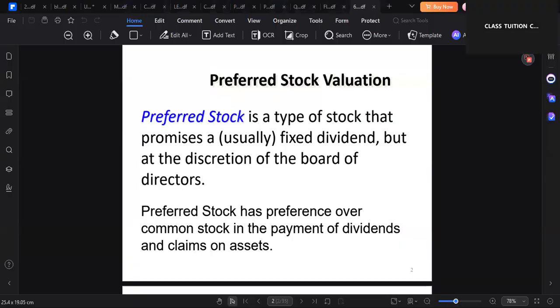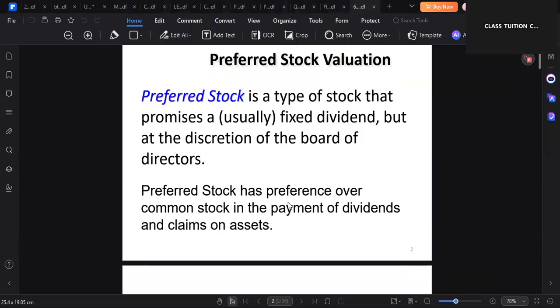So preferred stock is a type of stock that promises, but not guaranteed, it usually promises to pay a fixed dividend at the board's discretion. So this kind of stock has preference over the common stock for dividends and assets. The formula is as given. The value of stock is the dividend paid over the cost of preferred stock, KP. That is our formula that we're going to use.